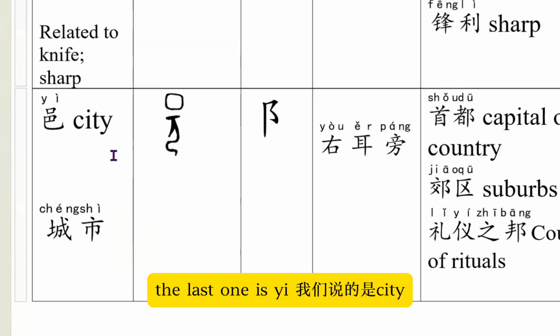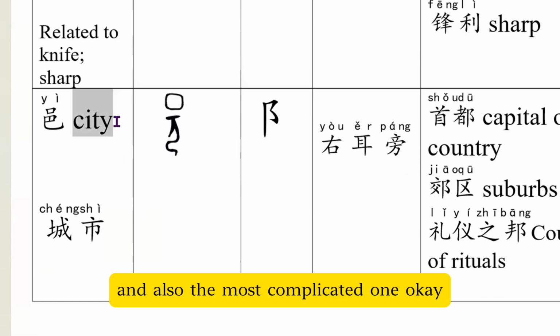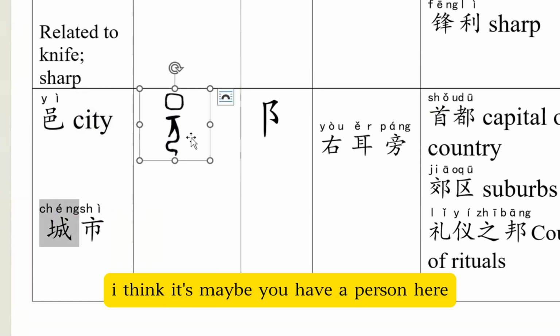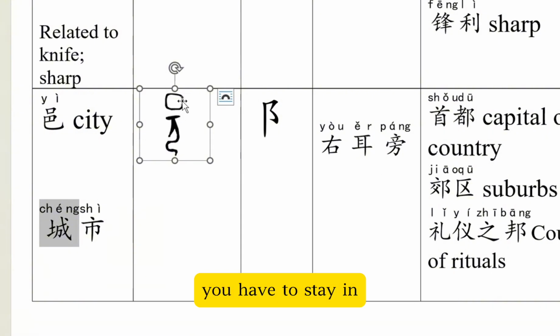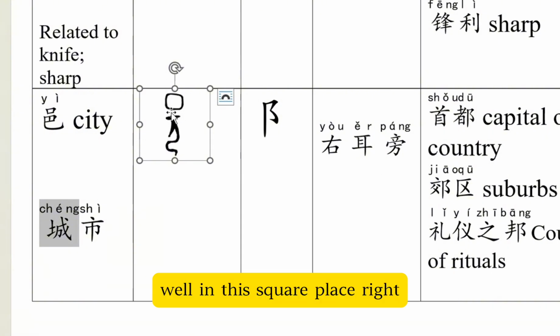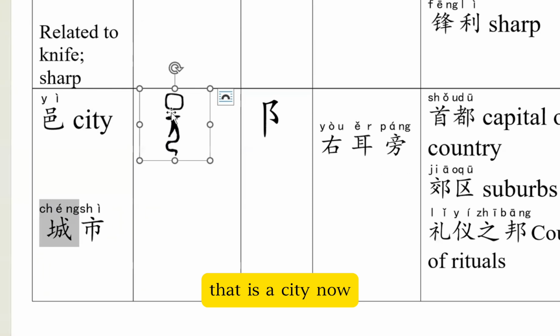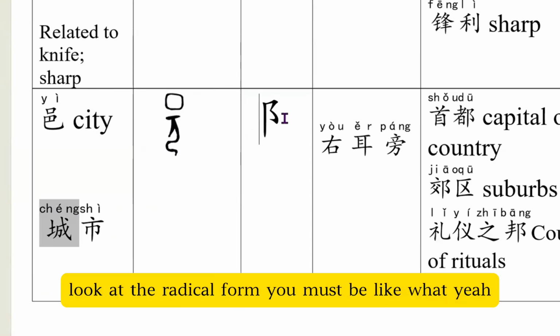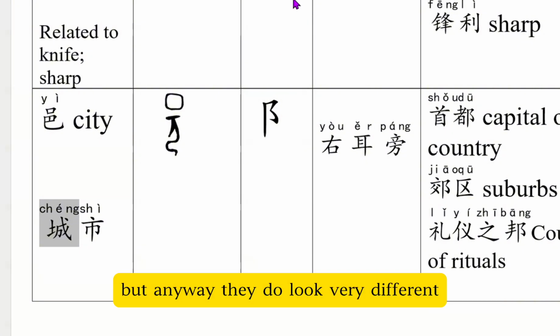Last one is 阝. 我们说的是 city and also the most complicated one. Okay, so this is a city. I think maybe you have a person here, and then you have to stay in this square place, right? That is a city. 好, now look at the radical form. You must be like, what? Yeah, but anyway, they do look very different.